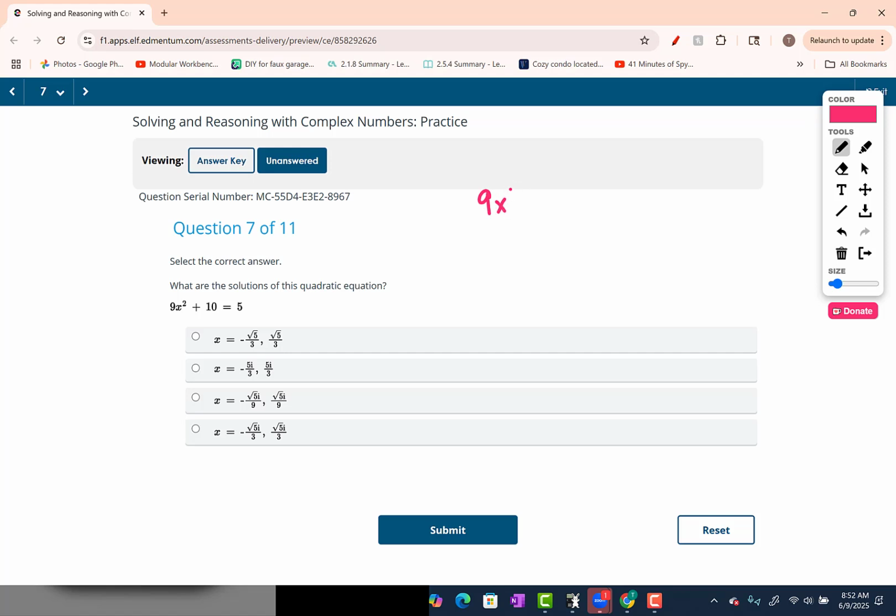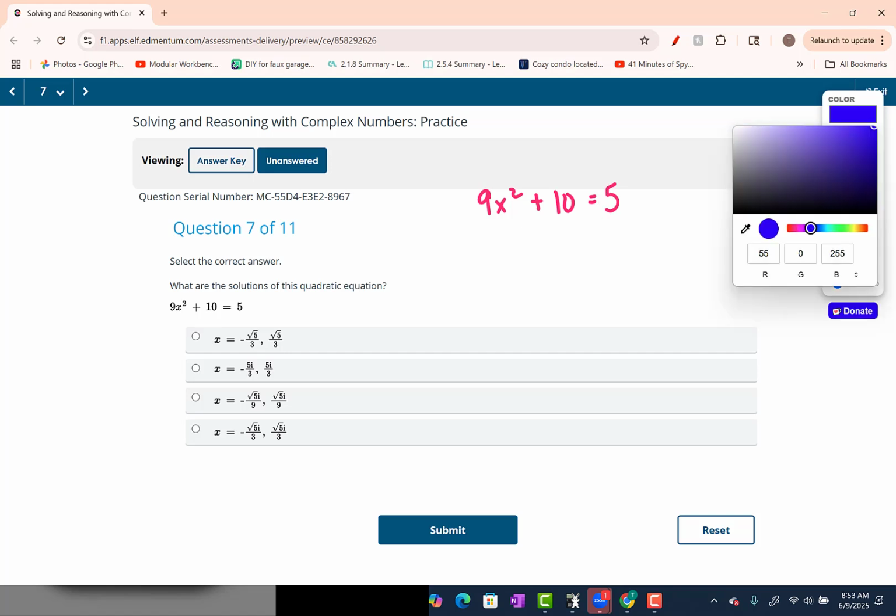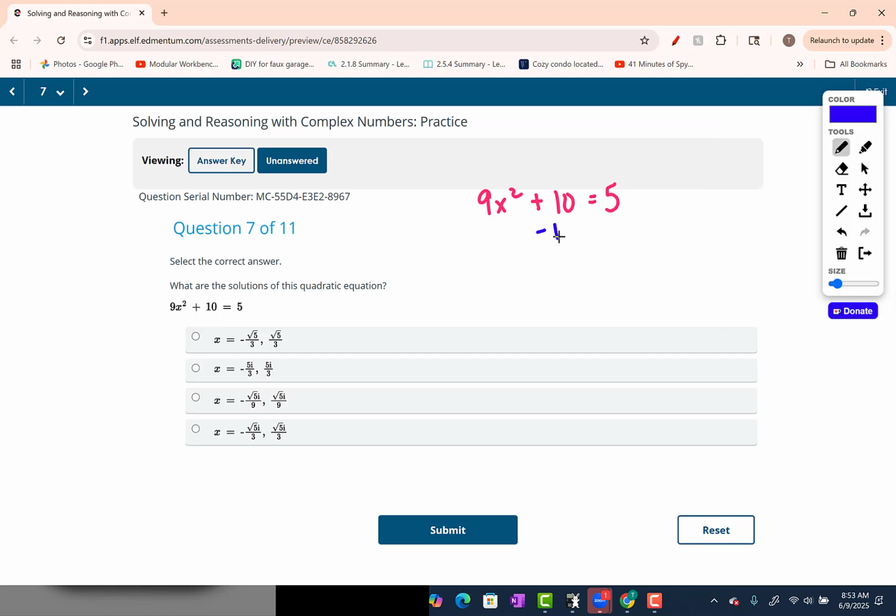So I'm going to rewrite it so I have more space over here. 9x squared plus 10 equals 5. I'm going to subtract 10 from both sides. 10 minus 10 gives us, of course, 0. 5 minus 10 gives us negative 5.